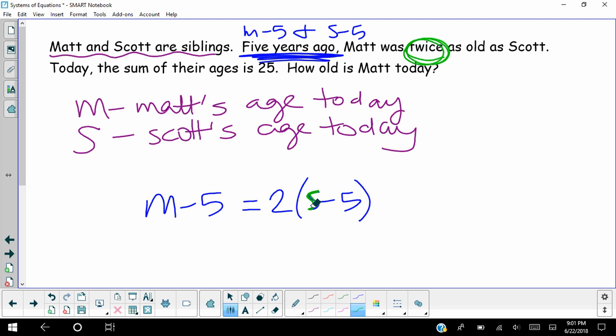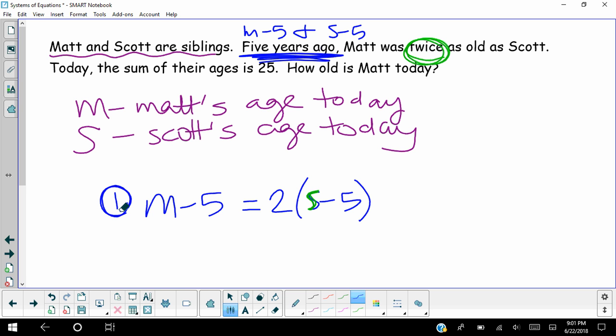5 years ago. Okay, so this is one of our equations in our system, and you know that it needs to be a system because you see that you have 2 letters. Well, you're not going to be able to solve for each of those letters unless you have a second equation. 2 letters requires 2 equations. 3 letters would require 3 equations, and so on.